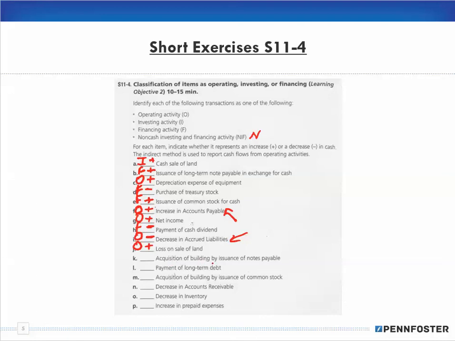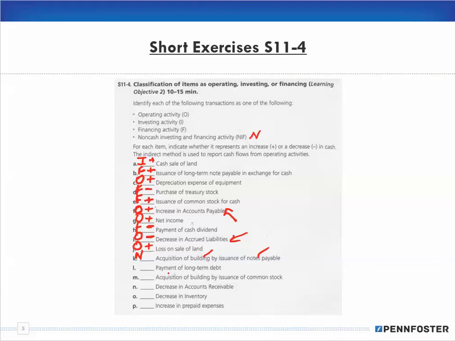Okay, the acquisition of building by issuance of a note payable. Right? Yeah, we're getting a building, but we're issuing a note payable. Right? There's no effect on cash. Right? So that's going to be an N for the no effect. Non-cash investing and financing activity, or just NIF, the N.